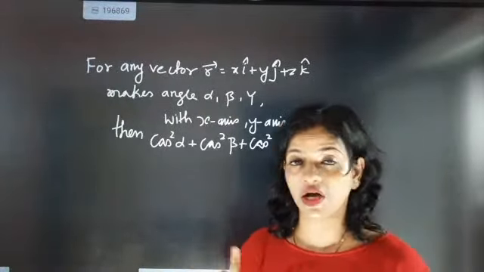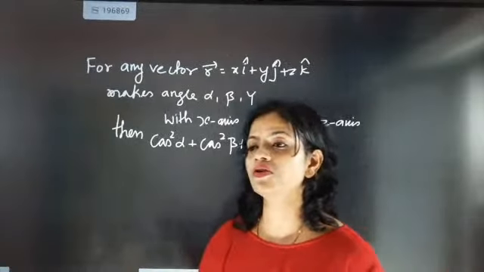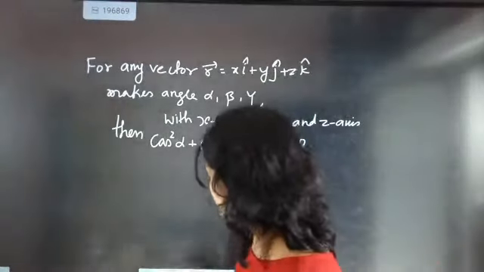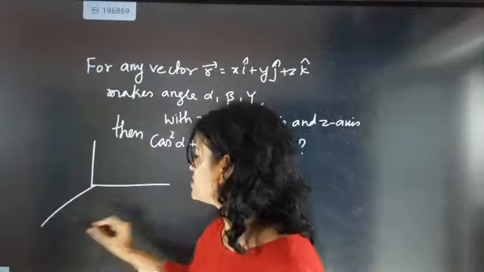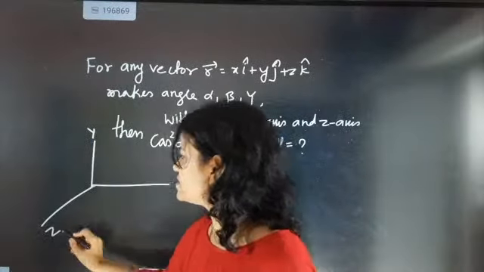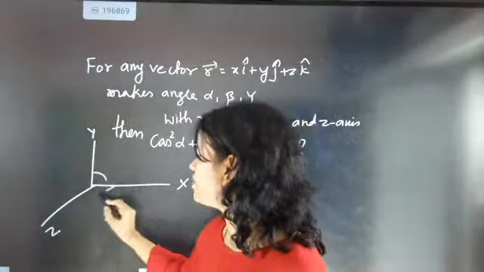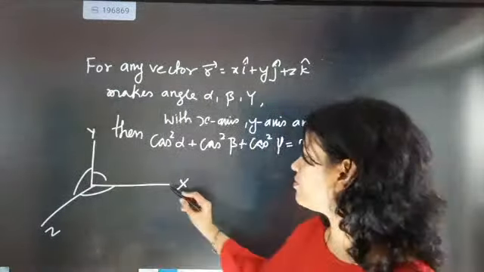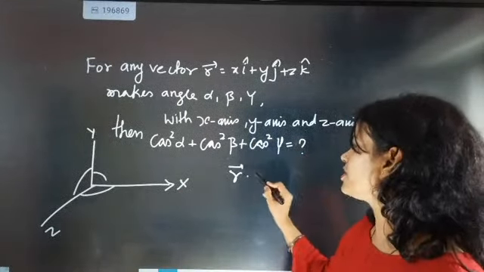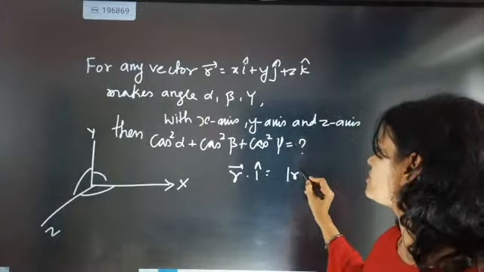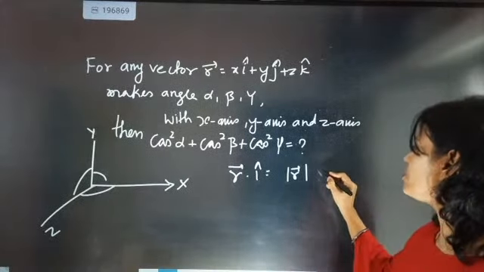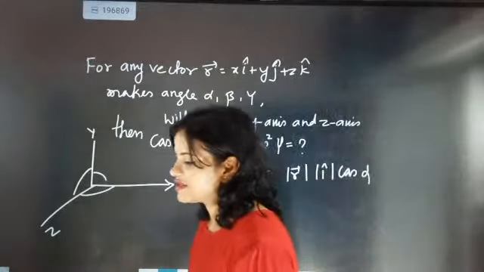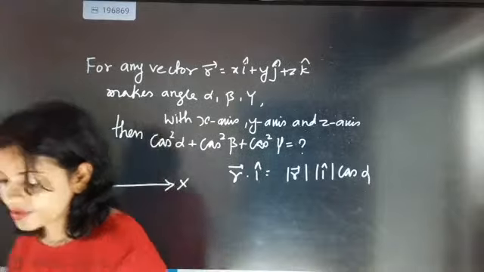Did you do projection of r vector on i, projection of r vector on j, or projection of r vector on k? Did you do that? Or did you use this concept: this is x-axis, this is y-axis and this is z-axis. They make three angles alpha, beta, gamma, and that is cos alpha. So with the x-axis, r dot i will be the magnitude of r vector, magnitude of i, into cos alpha. Can I write like this?